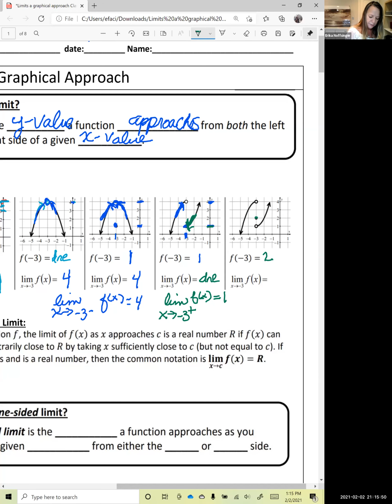Again, though, our limit as x is approaching -3 does not exist. The left-hand side, as we're approaching -3, is approaching 4. Right, we're going up here, following the graph as x is approaching -3 on the left. The y values we're getting closer to is 4. And then on the right-hand side, getting closer and closer to -3 on the right, we're getting closer and closer to the y value of 1.